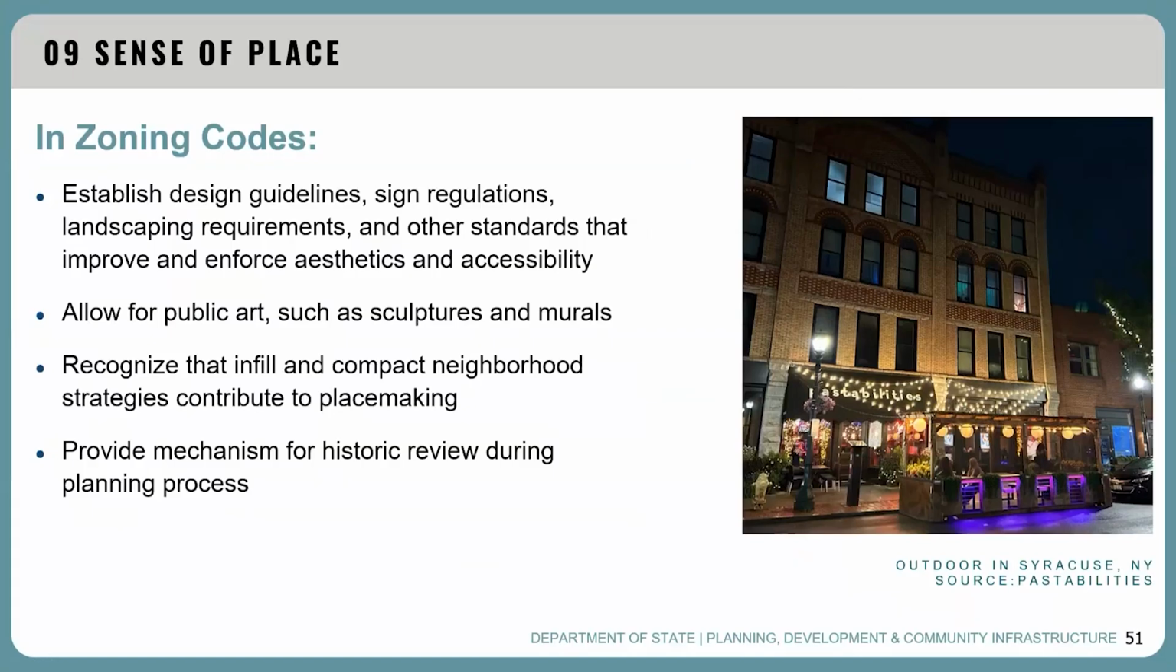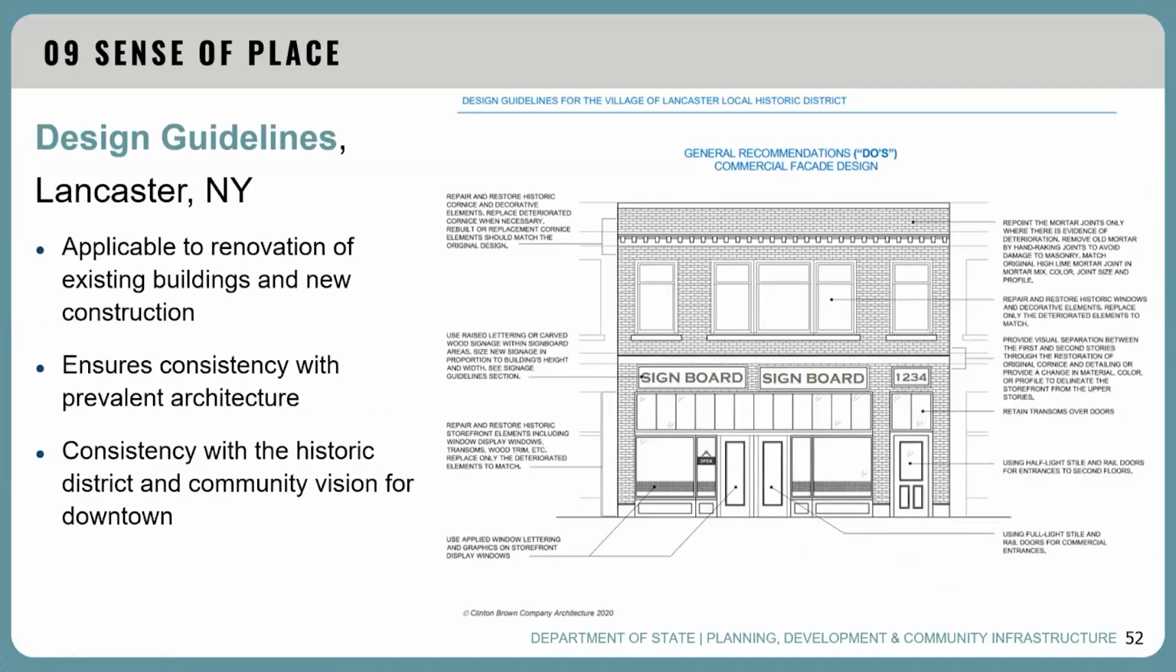On the right, we see the results of an effort to provide restaurants in Syracuse with functional outdoor space, here utilizing a couple of street parking spots to create a mini park for outdoor seating, creating an engaging and active streetscape. This example from the village of Lancaster provides general positive recommendations or design guidelines for properties within the Lancaster Local Historic District.